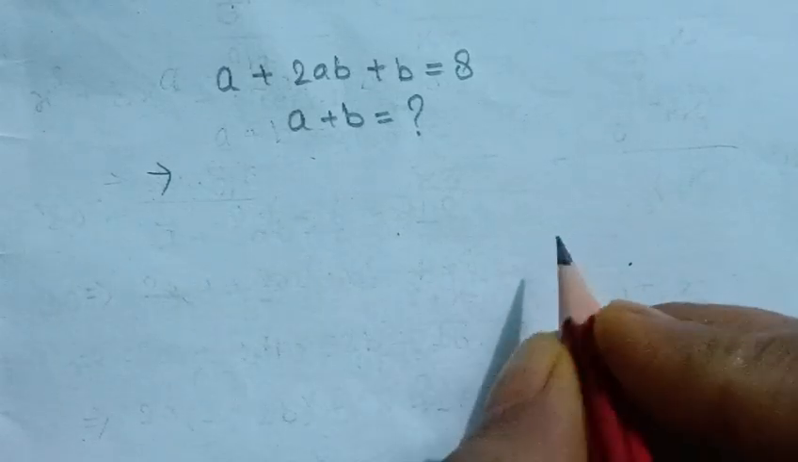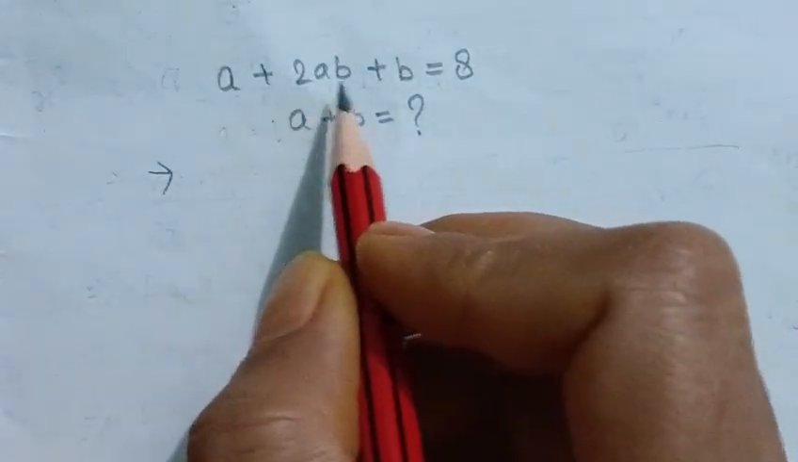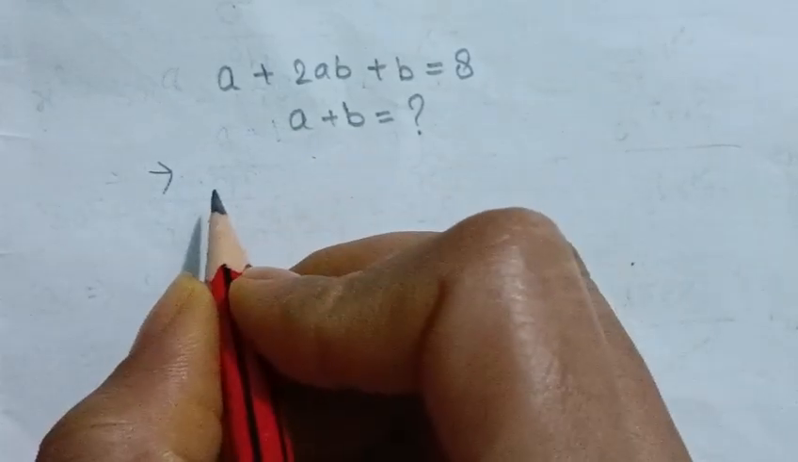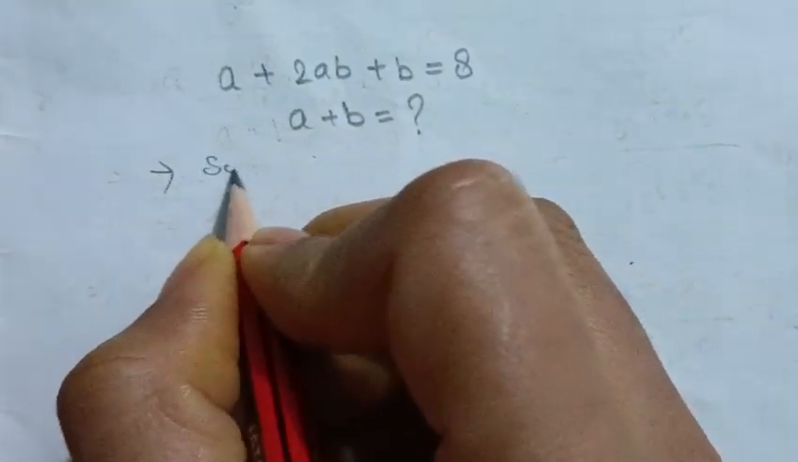Hello friends, today we solve this question. The question is: a plus 2ab plus b is equal to 8. We have to find a plus b. Let's start. Solution.